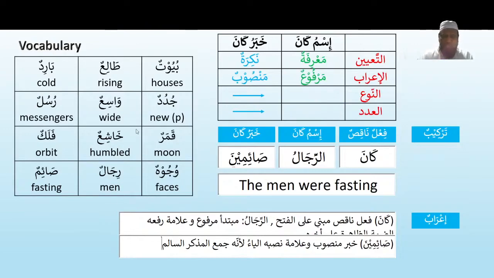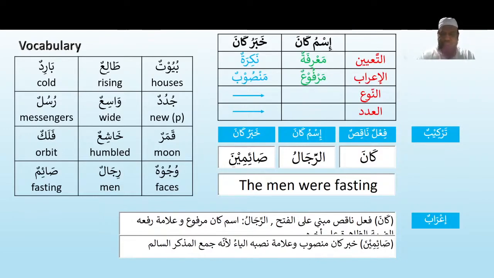Here, ar-rijalu, you say ismu kana. Okay, sorry. Ismu kana. Over here you say khabaru kana. Okay, well done. Ar-rijal ismu kana marfu' wa 'alamatu raf'ihi ad-dammatu az-zahiratu 'ala akhirihi. Sa'imin khabaru kana mansub wa 'alamatu nasbihi al-ya' li'annahu jam' al-mudhakkar as-salim. Understood? Can we move on? We've got a few other one or two examples, inshallah.